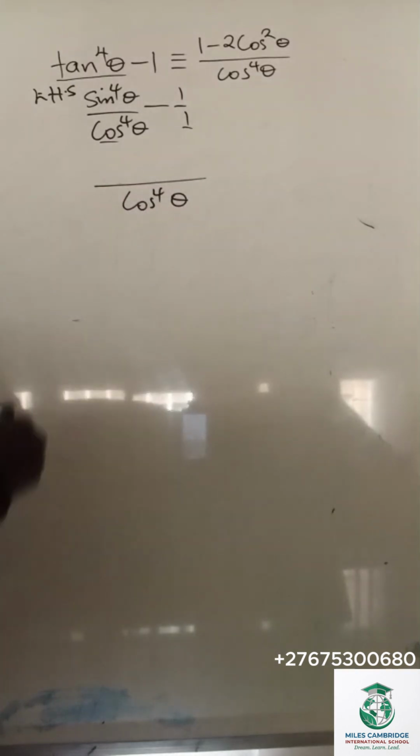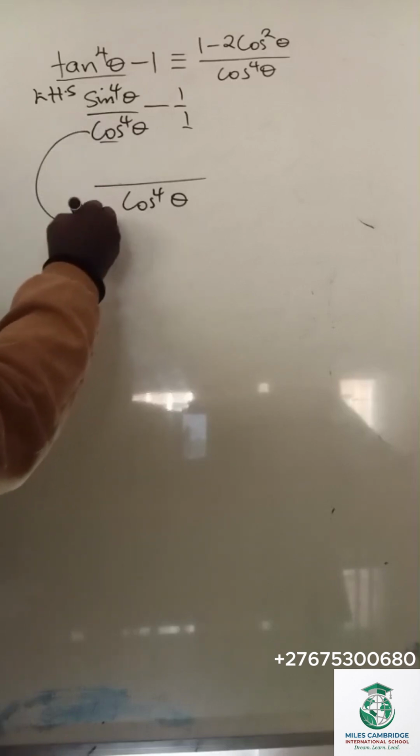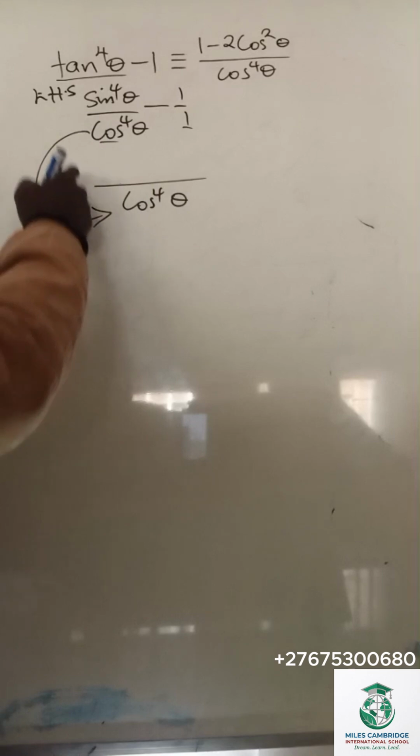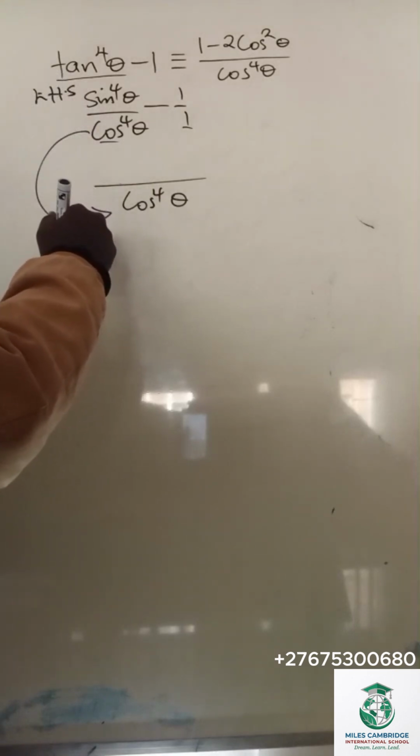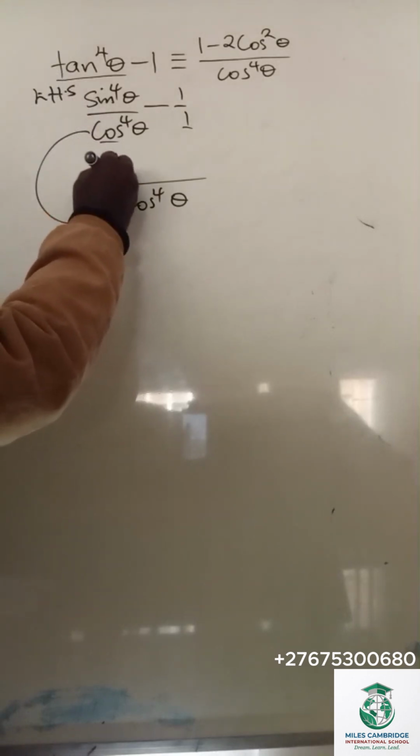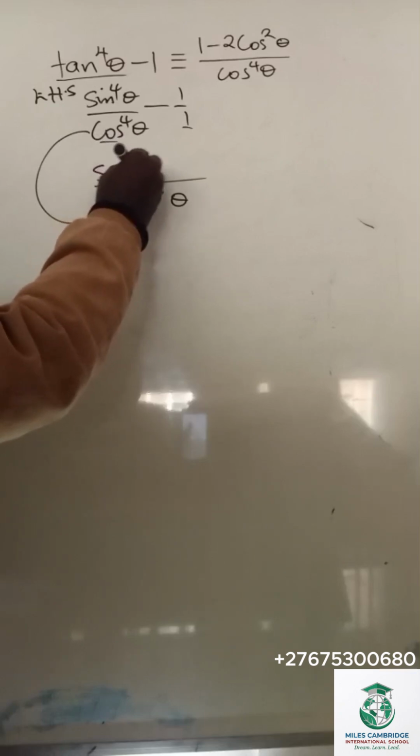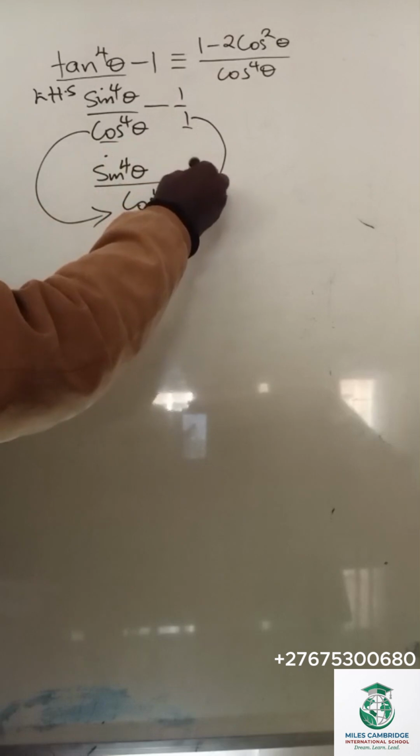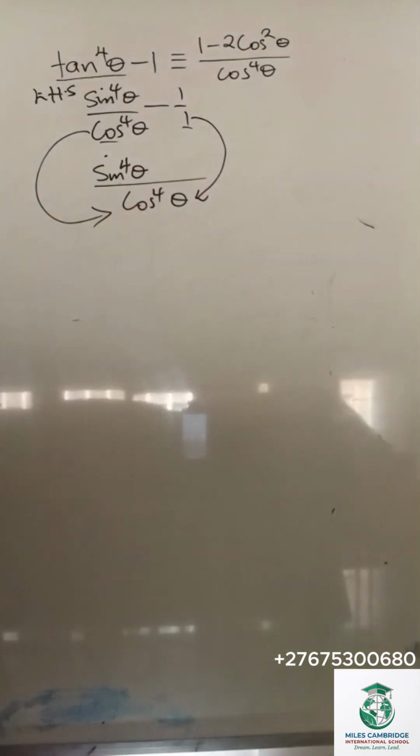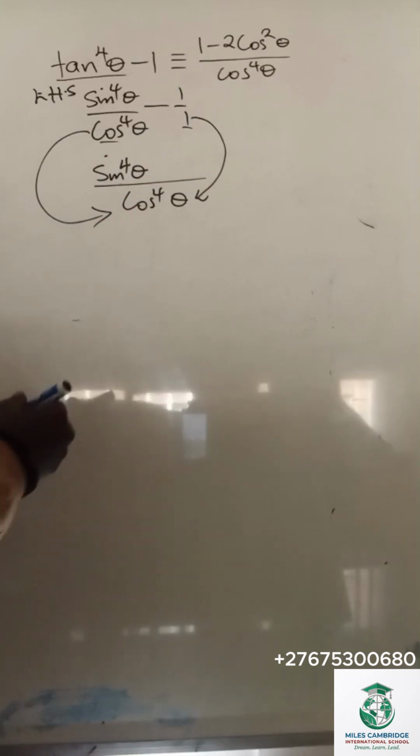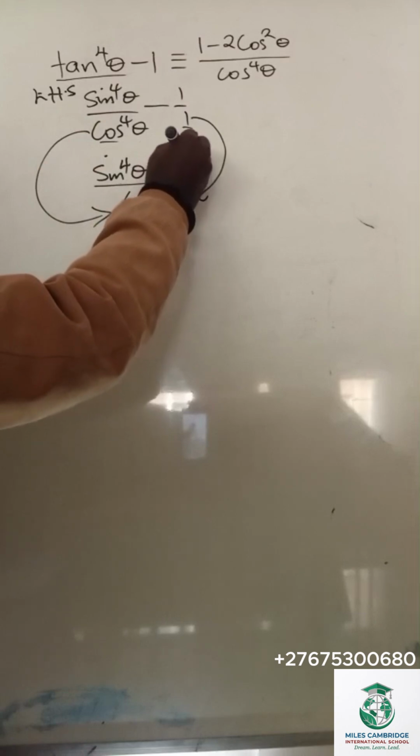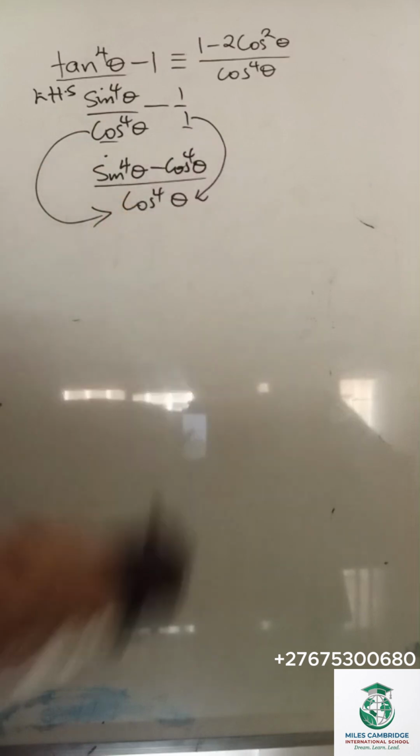Then what do we say? We say cos⁴θ into cos⁴θ, we get 1. 1 multiplied by sin⁴θ, we get sin⁴θ. Then we say 1 into cos⁴θ, we get cos⁴θ multiplied by minus 1. We get minus cos⁴θ.